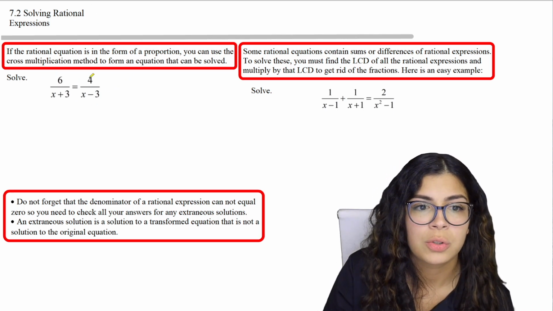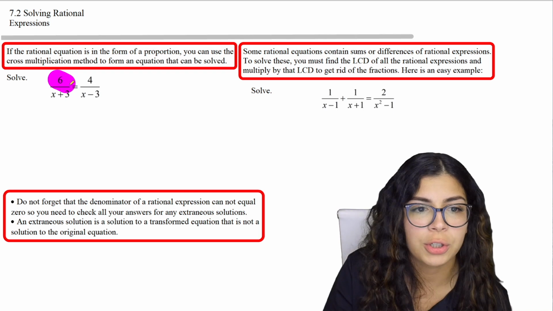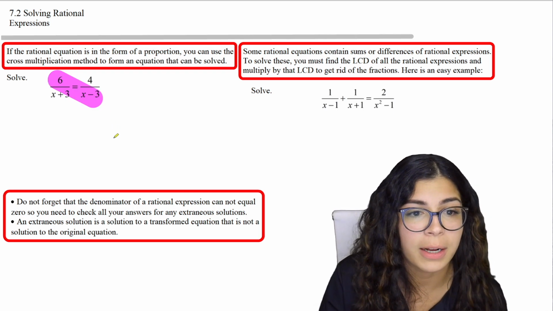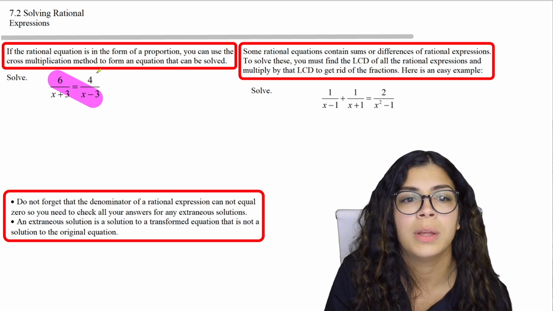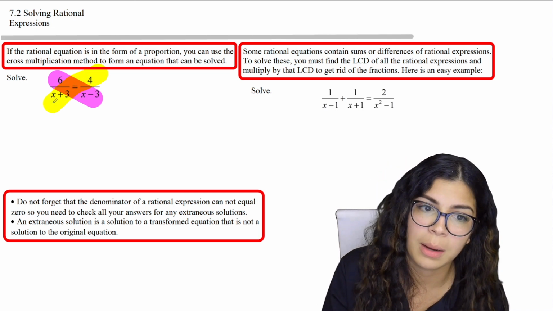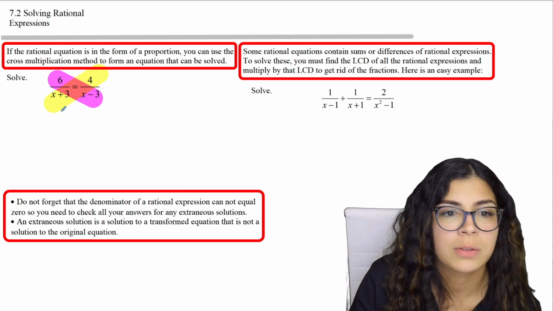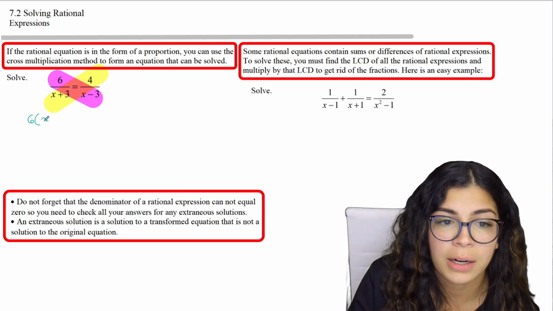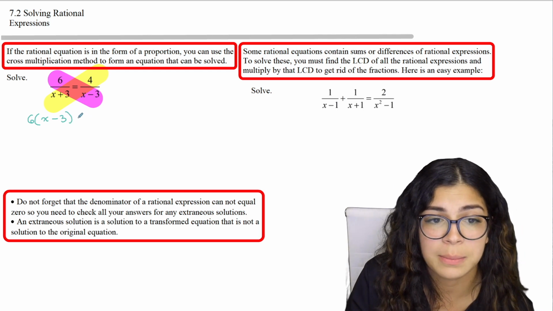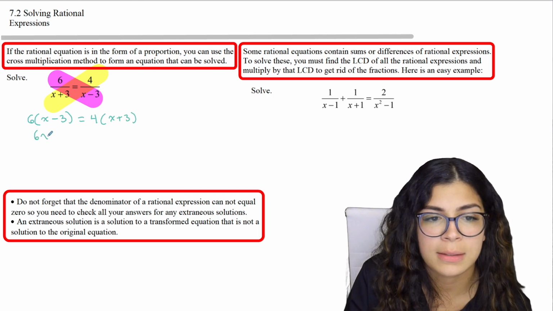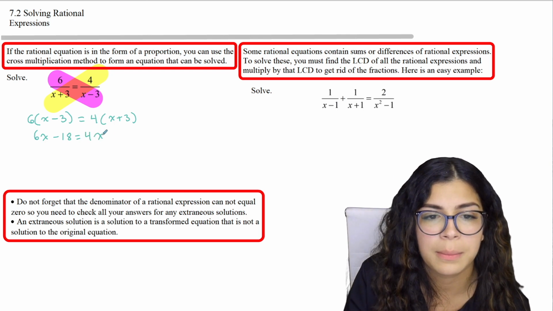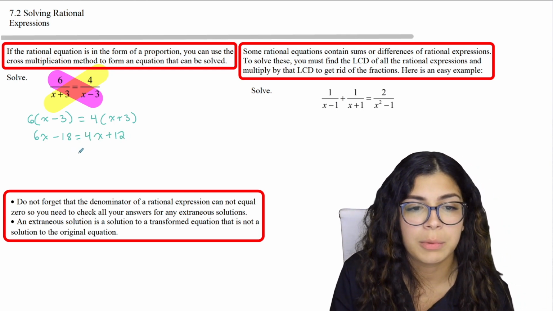solve that equation. So whenever you have a proportion, you could do the numerator of the one fraction times the denominator of the other fraction equal to the numerator of the other one times the denominator of that one. So this would be 6 times the entire quantity of the denominator, x minus 3, equal to 4 times the entire quantity of x plus 3. So essentially we get 6x minus 18 equal to 4x plus 12. Then we would solve the regular way.